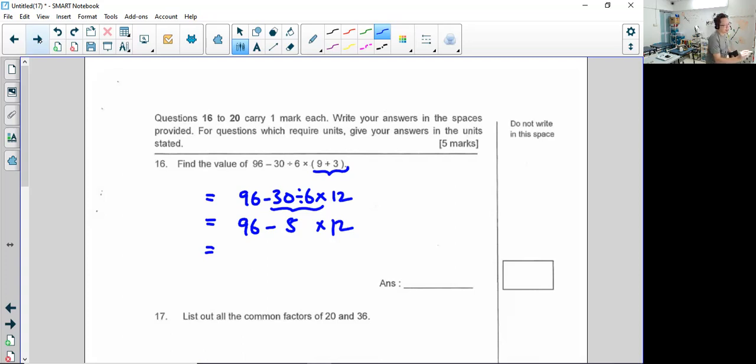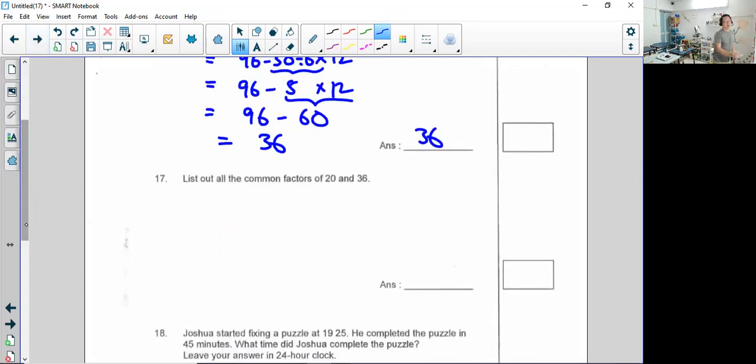So you have minus and times. So what do you do now? You do the times. So 96 minus 60. And finally, you get your answer here. All right, so what's the value? The value is 36. Okay, let's double check. Question 16, correct. Okay, question 17. What are the common factors of 20 and 36? Now, to find the common factors, don't do mentally.